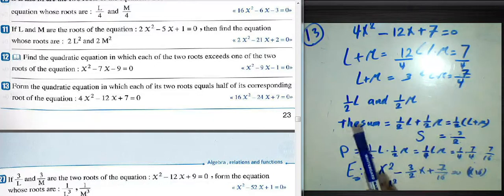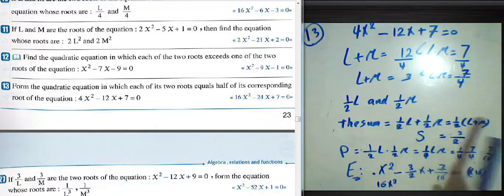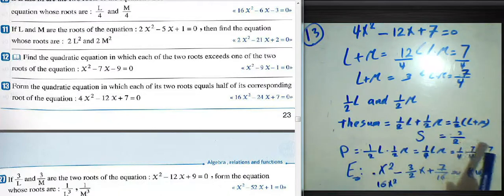You want to find the equation whose two roots are half L and half M, because he told us the two roots equal half of the corresponding roots of the equation. The sum will be half L plus half M, which is half multiply L plus M. L plus M was 3, so the result will be 3 over 2. And the product is half L multiply by half of M, so the result will be 7 over 16, because L multiply M was 7 over 4 times 4, which equals 7 over 16.